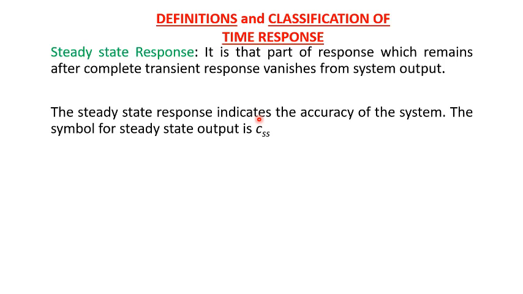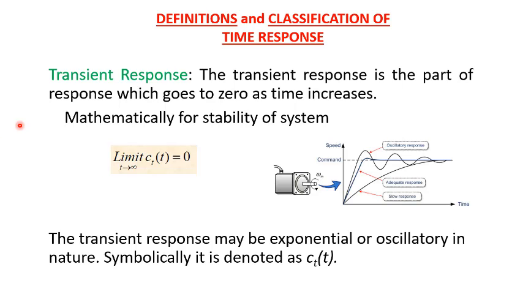So steady state response indicates the accuracy of the system. Means the steady state response will be very near to the set input. We happened to see that in the previous diagram also. Here we have the steady state, which occurs near the set input. This is the set input. The output we require here is meeting the set input, that is the command. So here it meets the accuracy point.